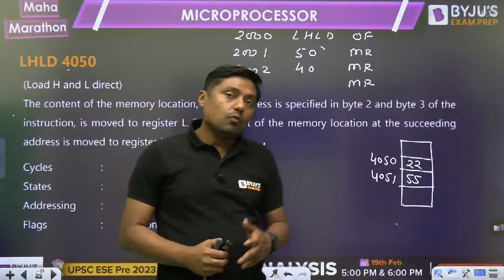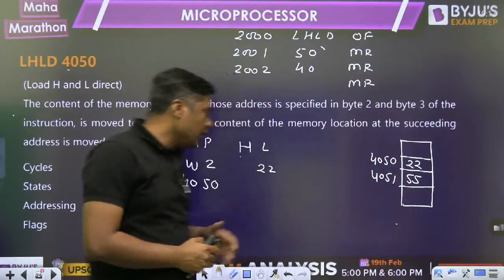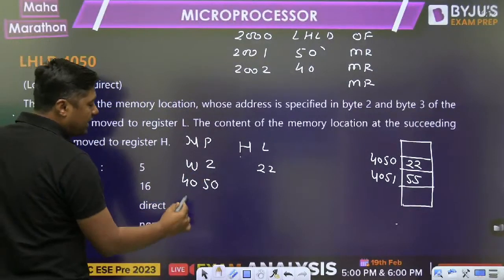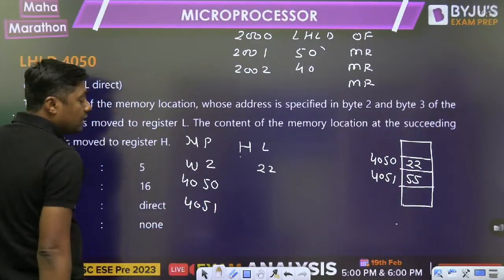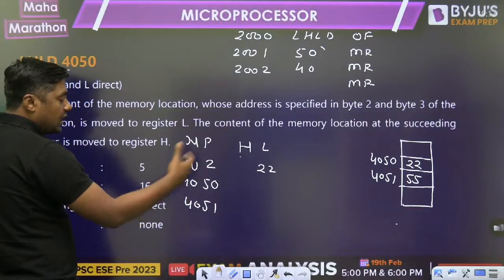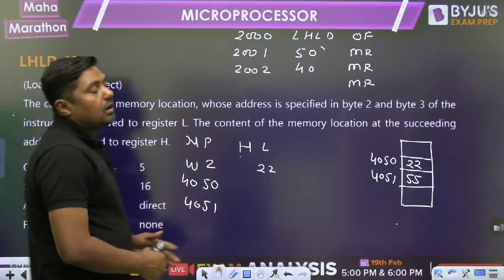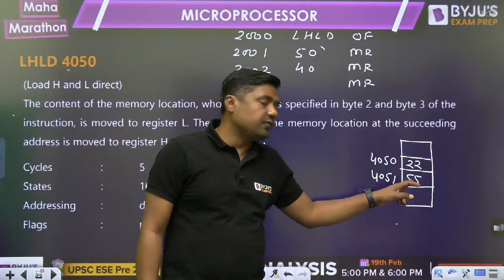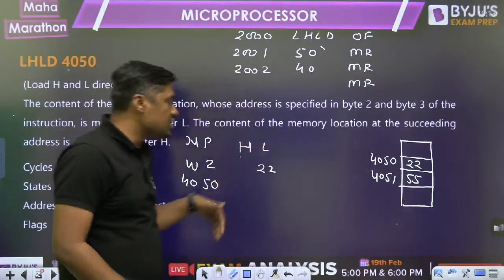Now the work is not over. Now my dear friend, 4050 is inside the microprocessor, it will increment it, and it will become 4051. Now it will load it on the address bus. Again the microprocessor will read the data at 4051, that is 55, and now 55 is stored in H.